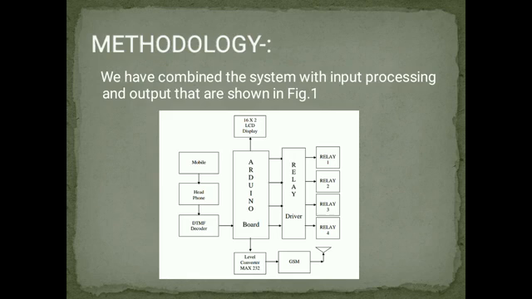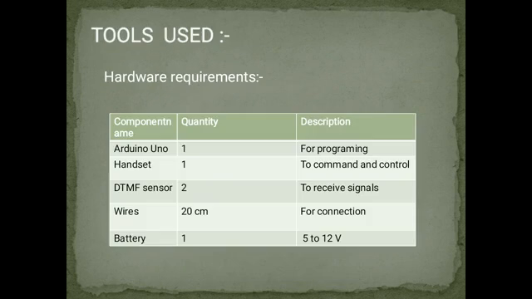A GSM system is also connected to our Arduino system, so that we can call our mobile through this GSM system and operate our home automation system from anywhere else in the world. Now the tools used in our project are Arduino Uno, handset, DTMF sensor, wires and battery.